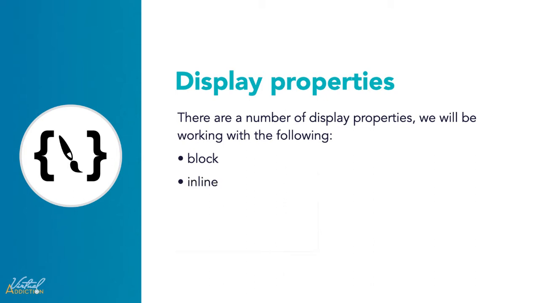Inline elements don't start on a new line. They appear on the same line as the content and the elements beside them. Inline elements can't have width and height defined for them, and generally, they usually reside inside of other elements. Some examples of inline elements are span, strong, and image elements.